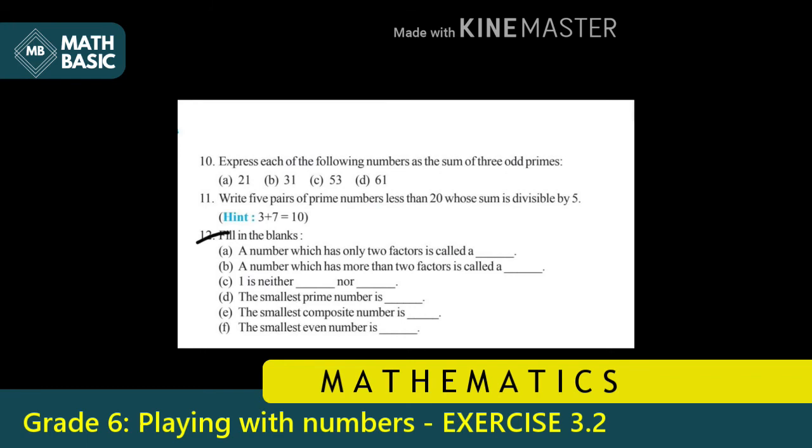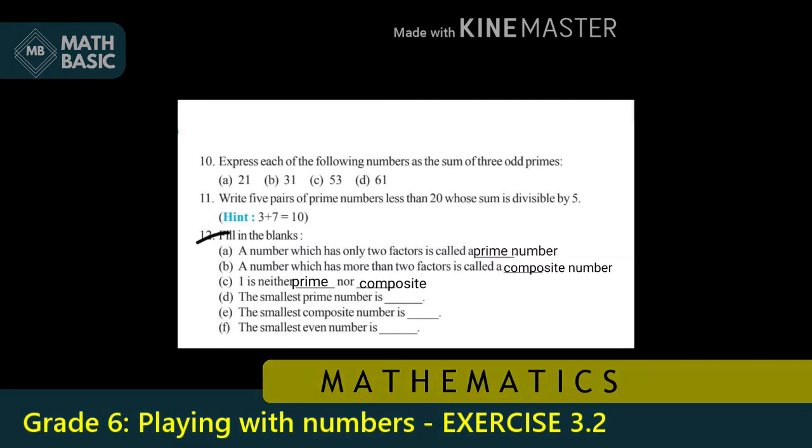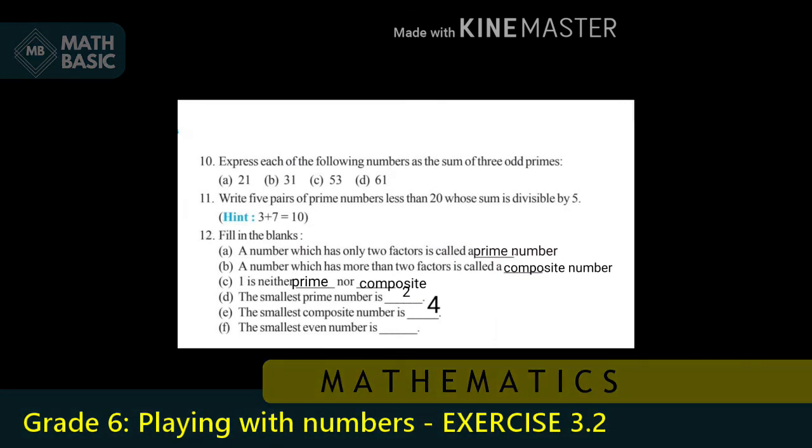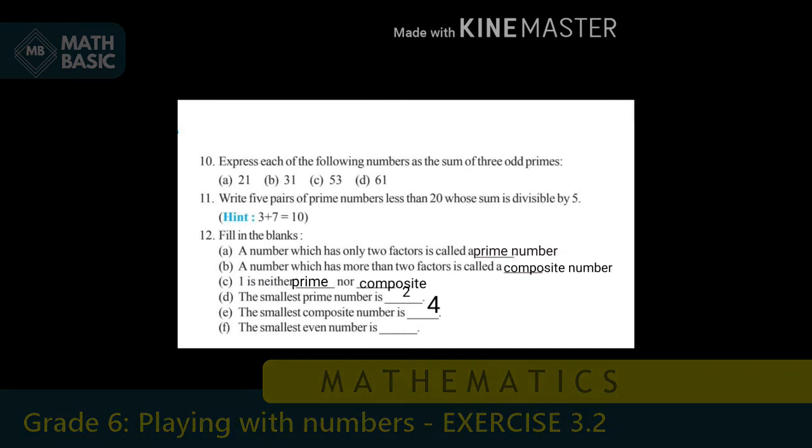Question number 12. Fill in the blanks. A. A number which has only 2 factors is called a prime number. B. A number which has more than 2 factors is called a composite number. C. 1 is neither prime nor composite. D. The smallest prime number is 2. E. The smallest composite number is 4. The smallest even number is 2.